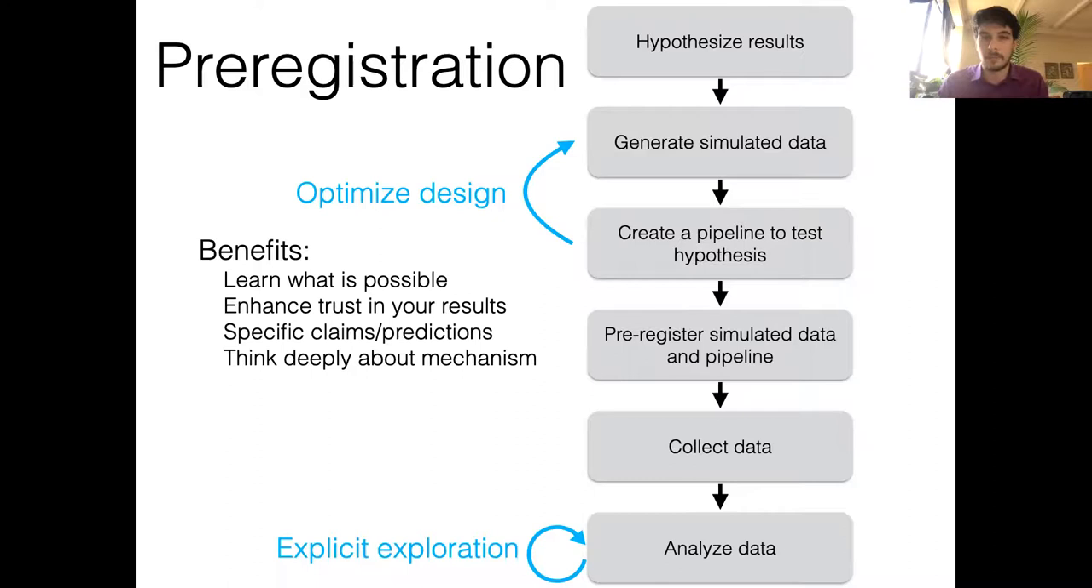It will enhance trust in your results, both as a researcher, because if you predicted it, you created a pipeline, you simulated it, you found the results in the simulation, and then you found the same result in real data, you should feel very confident yourself. And anyone reading your paper should feel very confident in your results too. It will give you specificity in your predictions. And this is a really important point in the pre-registration world that Frauke talked about, that it's really helpful to be specific in these ways.